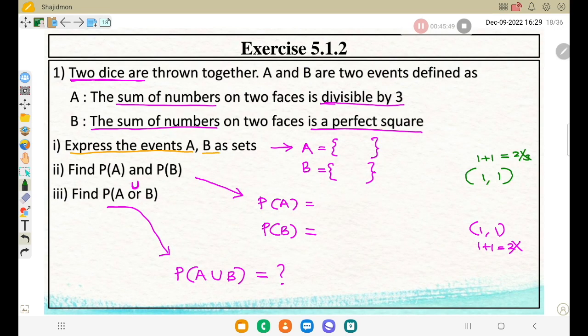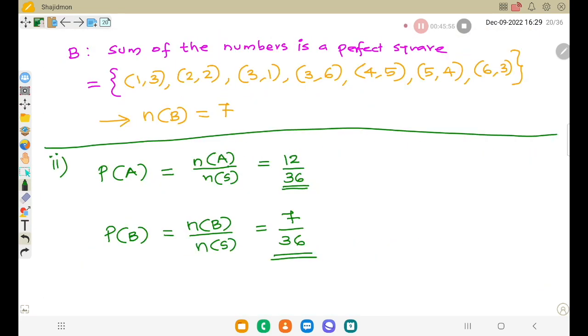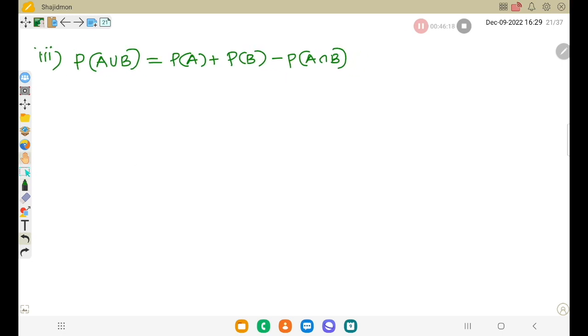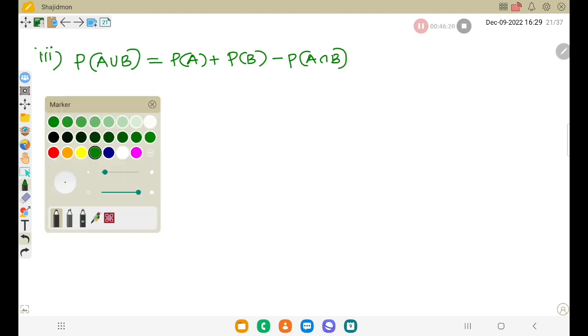Okay, now the third part of the question. What is the third part? Find A or B. That means A union B, the probability of A union B. That is the third part of the question. What was the rule we studied for this? The probability of A plus the probability of B minus the probability of A intersection B. The addition rule, correct? Probability of A plus probability of B minus probability of A intersection B.